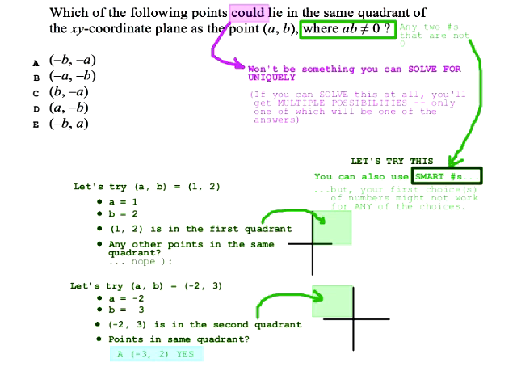But B minus A is +2, and minus B is -3. That's not the right quadrant. C, the opposite of B is 3, and then the opposite of A is 2. So that's not the right quadrant. D, A is -2, and opposite of B is -3. No. And then E, minus B is -3, and A is -2. Nope. So we're done with A. Look at that.